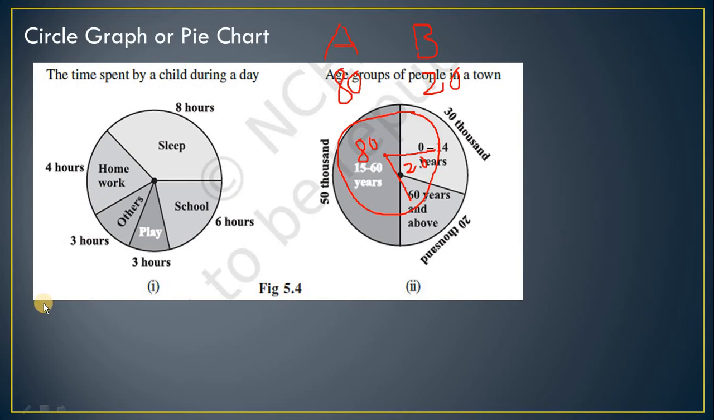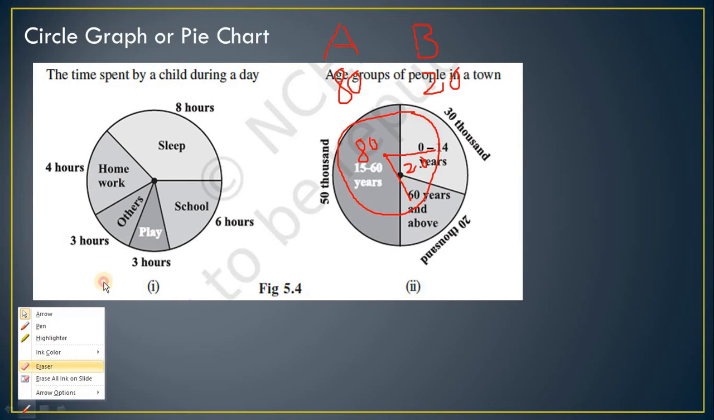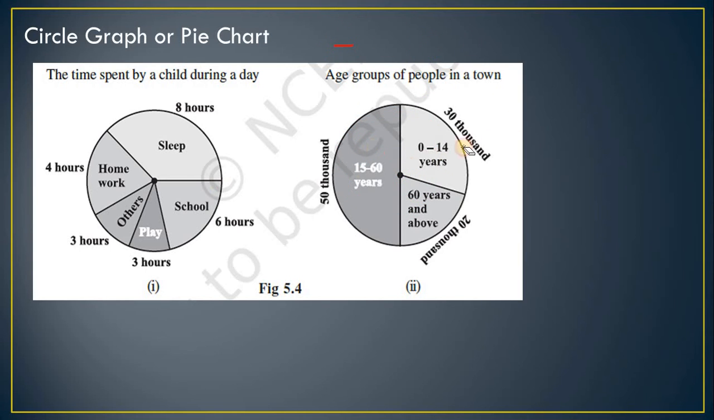Now I am showing you a few examples. Observe both examples. The first example is time spent by a child during a day. How can you draw the circle graph? First you should know the total duration of the day, which is 24 hours. Then, according to that, you have to decide the time spent by the child. First think about what activities the child spends time on, for example sleeping, going to school, playing, other, and homework.